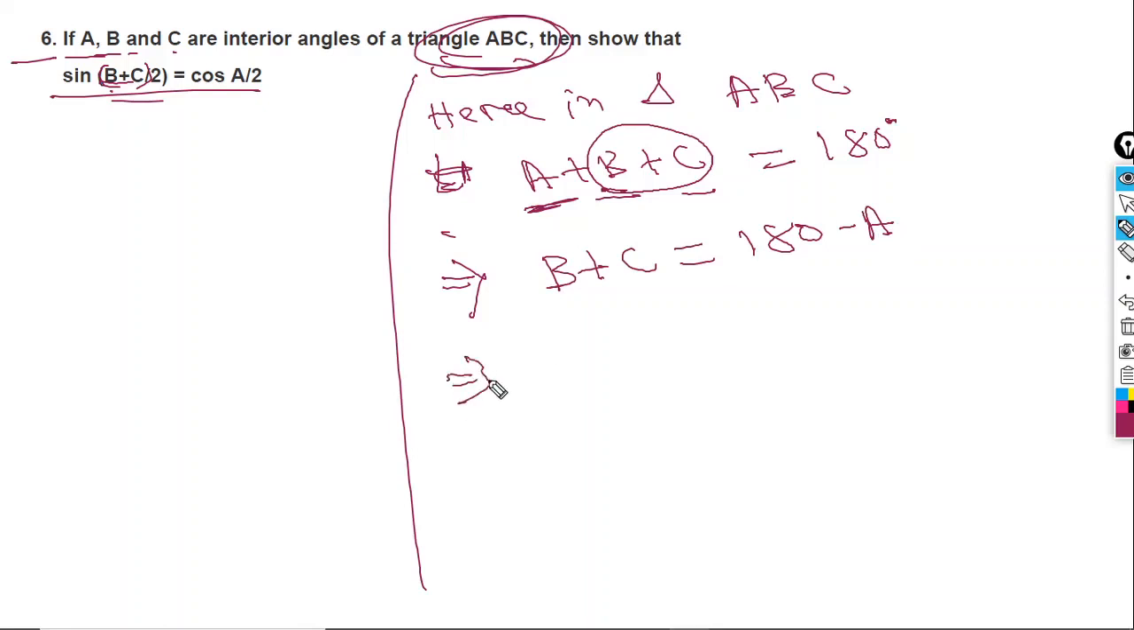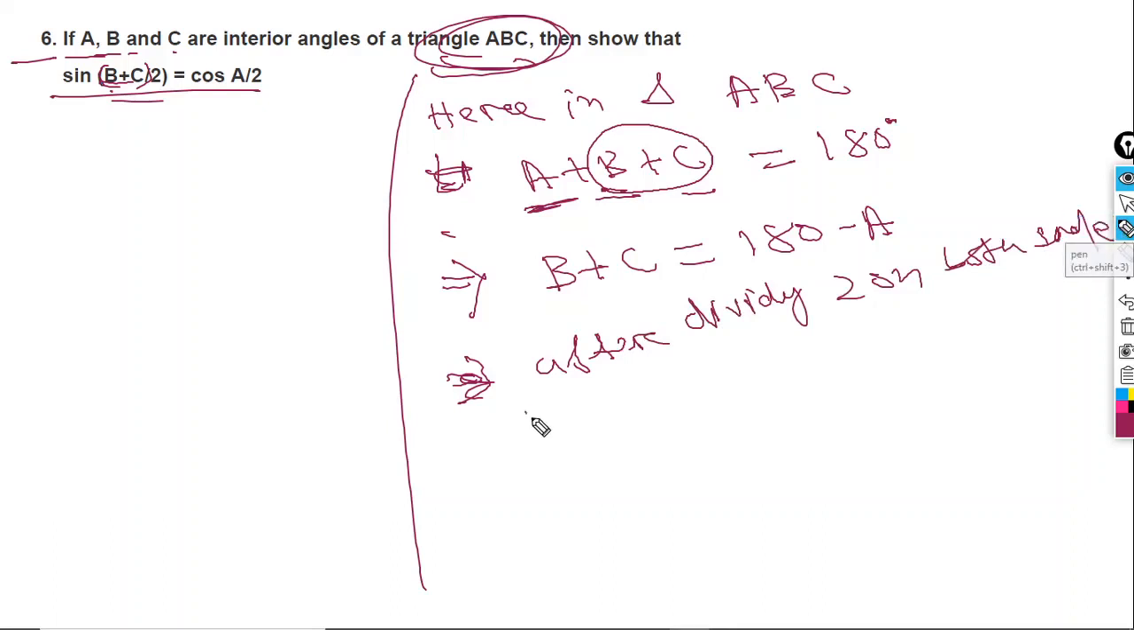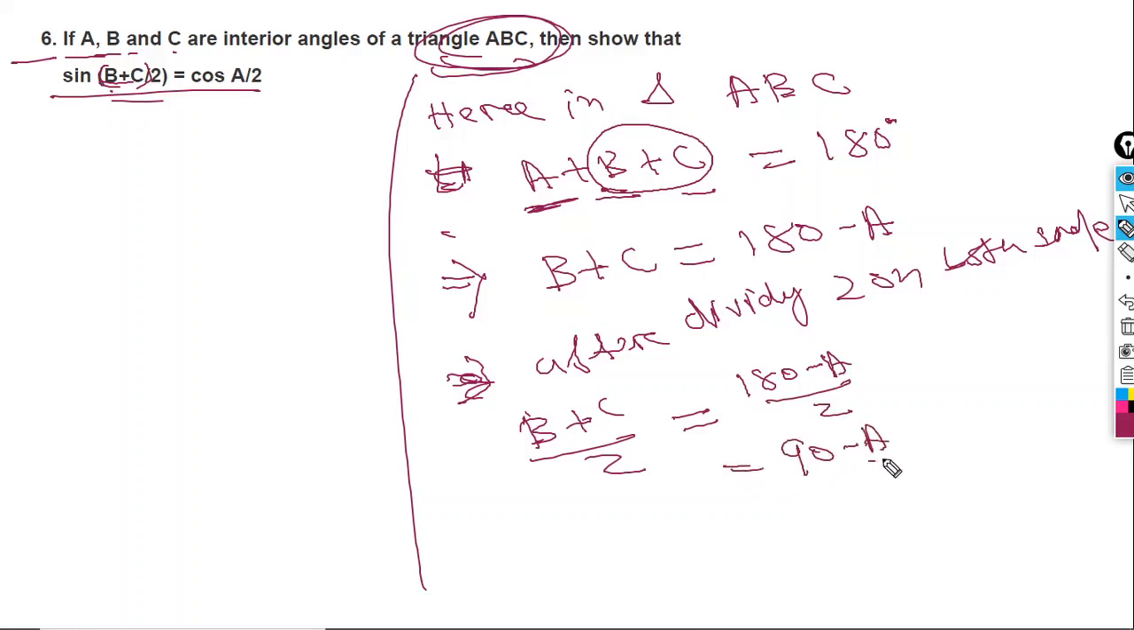Now implies, you can divide 2 on both sides. After dividing 2 on both sides, what will we get? B plus C by 2 will be equal to 180 minus A by 2, which will be equal to 90 minus A by 2. Okay, you keep it in mind. B plus C by 2 is equal to 90 minus A by 2.